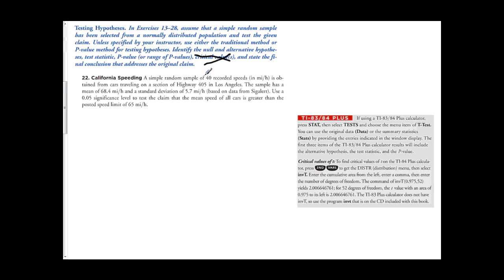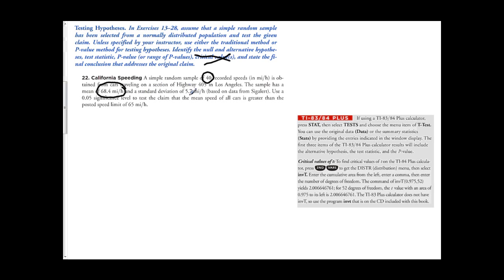All right, so let's go ahead and do number 22. Number 22, a simple random sample of 40 recorded speeds, so I have 40 as my sample size, is obtained from cars traveling on a section of Highway 405 in Los Angeles. The sample has a mean of 68.4 miles per hour. So that's the sample mean, that's x bar. And the standard deviation of 5.7.